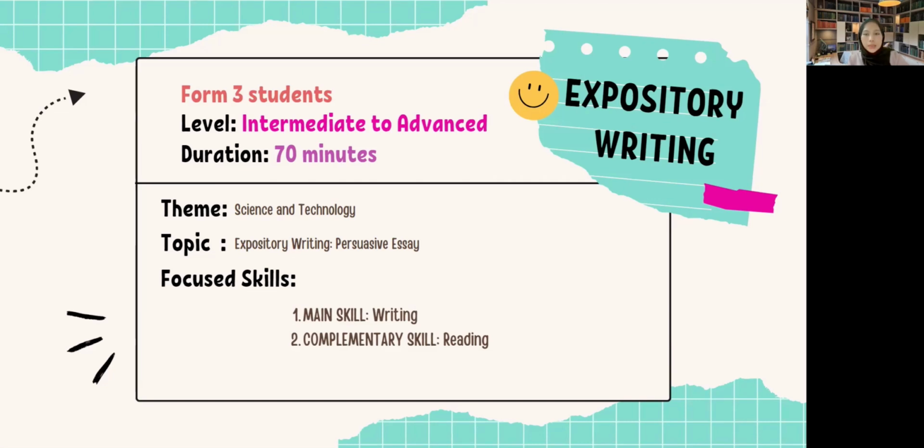The main skill is of course writing, where the students will be taught how to write a persuasive essay, and one way is by writing a draft through the worksheet that we provided. The complementary skill would be reading. We provided an activity where the students have to read an example of a persuasive essay and understand it by highlighting the thesis statement, hook, and main argument, so they can use it as a reference to write a persuasive essay.